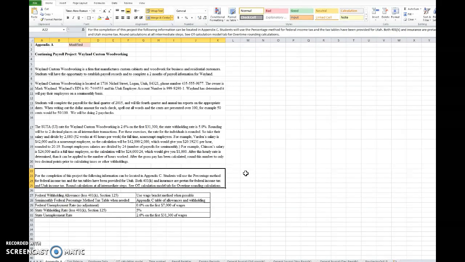In this course project for payroll, we are going to do the Appendix A problem, but what we're going to do is actually do the problem in the Excel format instead of doing it through McGraw Connect. For this project, I'm not going to have you do every single item that is required through McGraw Connect, so I'm having you do it through Excel.